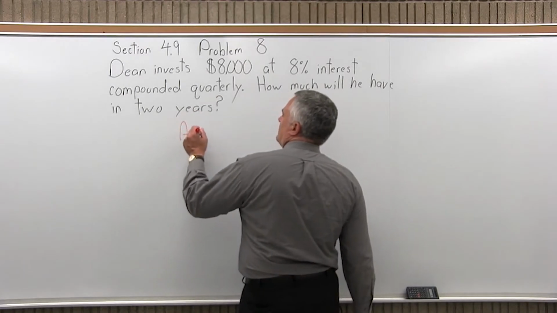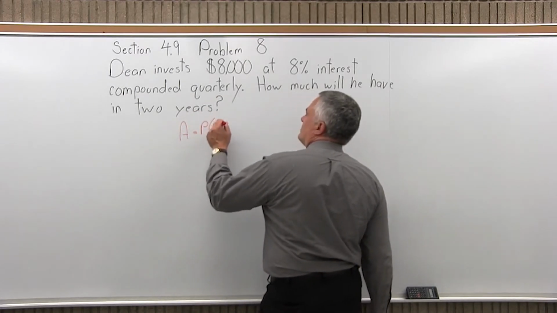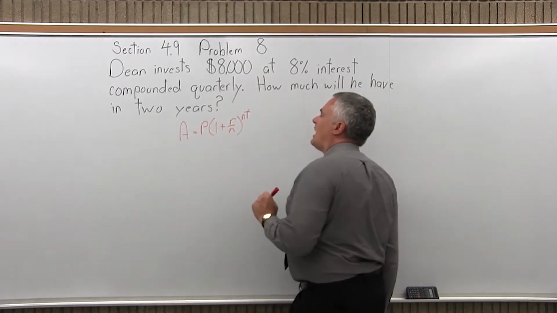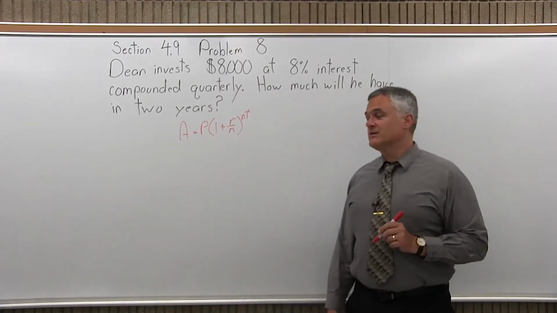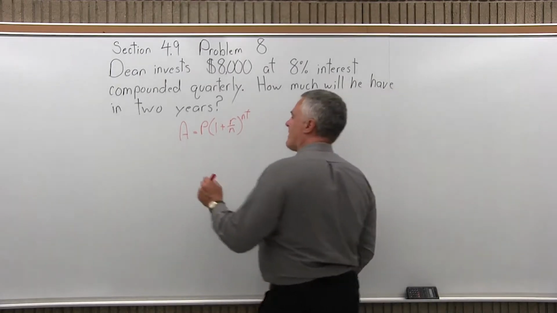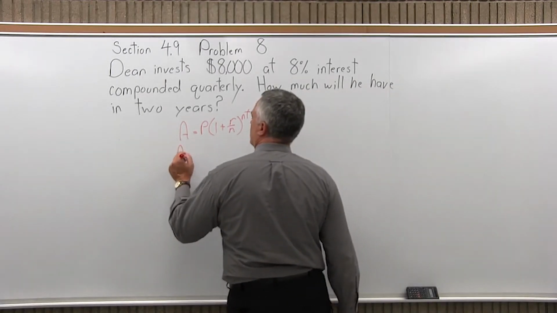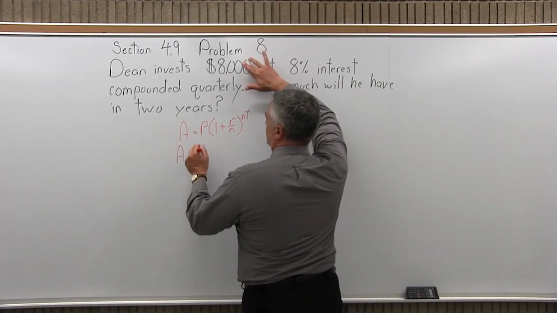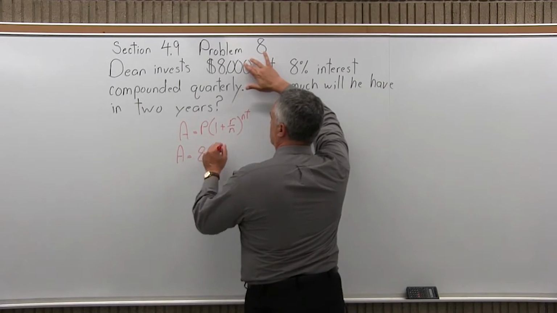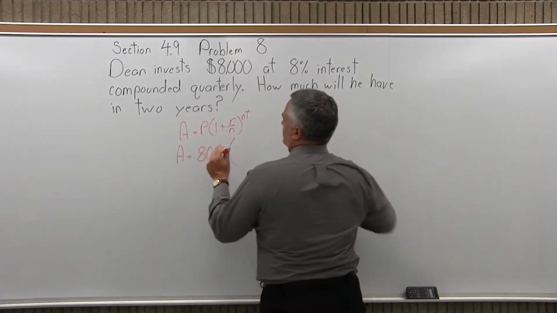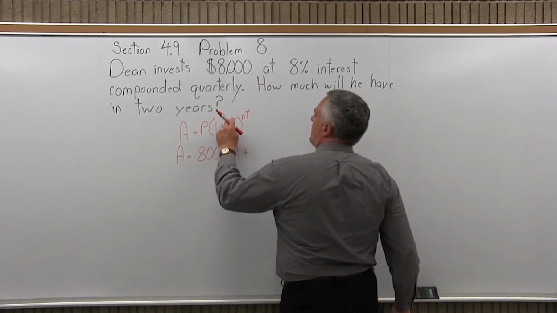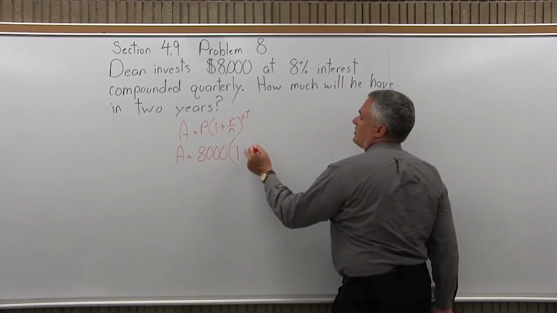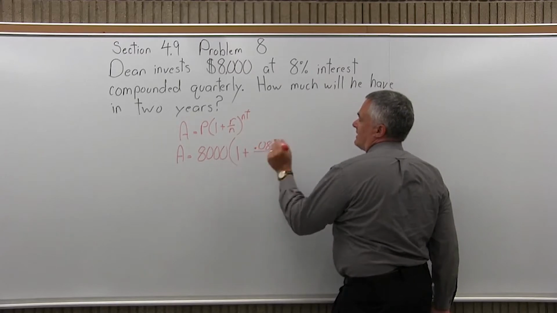It is A equals P times, in parentheses, 1 plus R over N, to the N times T power. That's the formula. Now, as you fill it in, A is the amount that you get at the end of the investment. P is the principal or initial investment, which for this problem is $8,000. Start the parentheses. You have 1 plus R, the rate as a decimal. So 8% goes in as 0.08. You can't just put in 8. It has to be as a decimal.